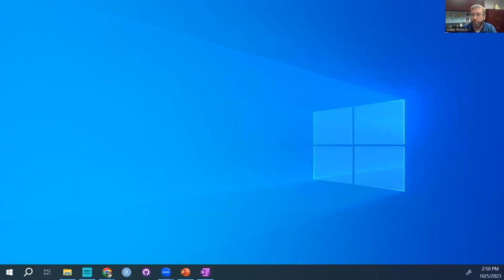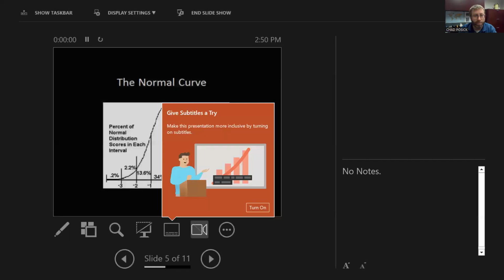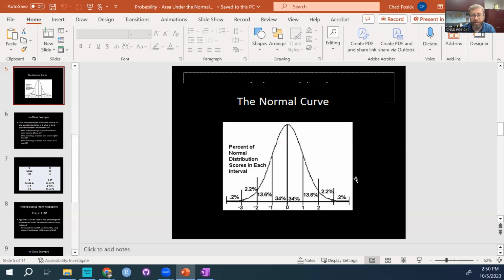So I'm going to go ahead and share my screen real quick so we can start to look at some of this stuff. The first thing I wanted to mention, again, is this PowerPoint that you can find on Folio. Let's just stay here. This is the percent of normal distribution scores in each interval underneath the normal curve.